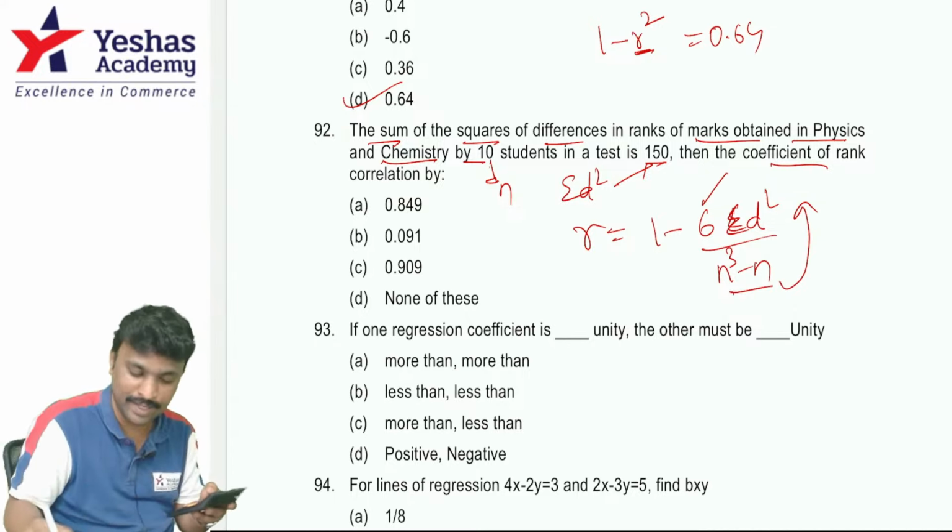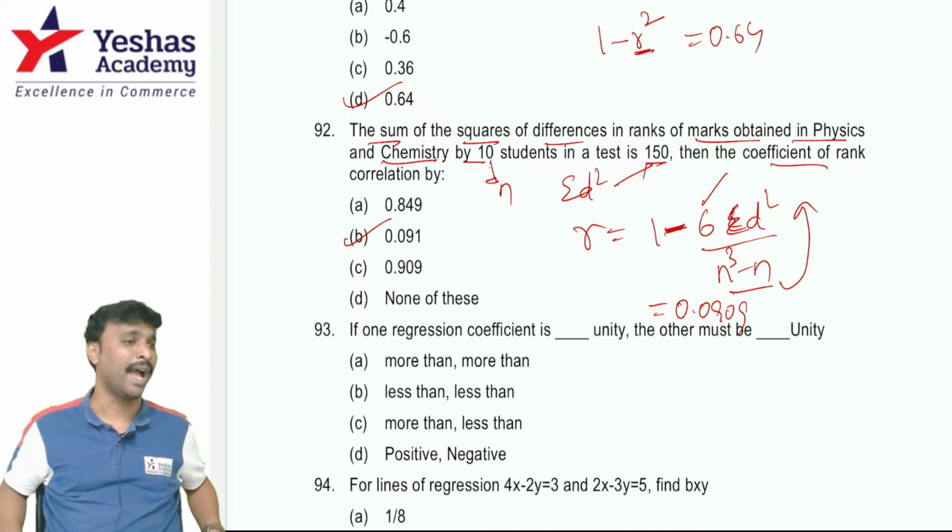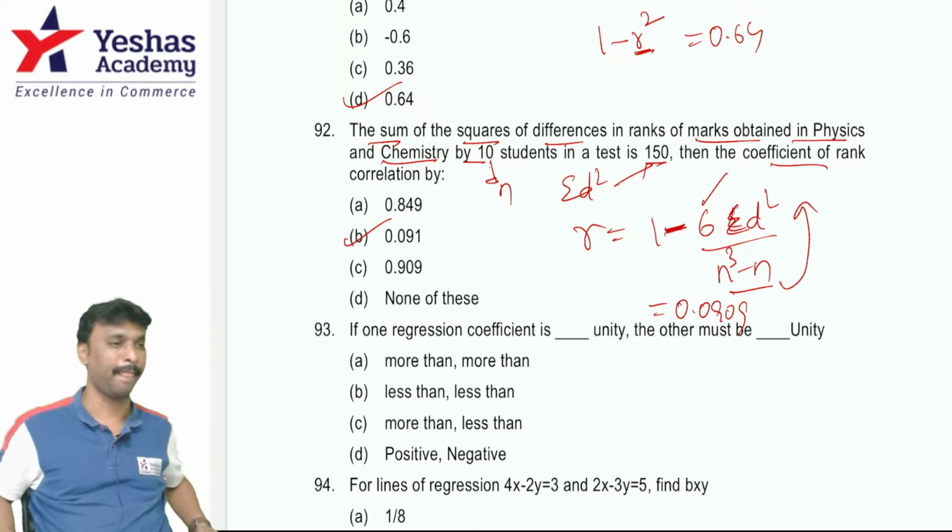Then into summation d square is how much? 150. Make this negative because it is negative, plus or minus. Add 1 to it. The result is 0.0909. That means 0.091. That is the coefficient of correlation. Have you all understood? Is it clear?